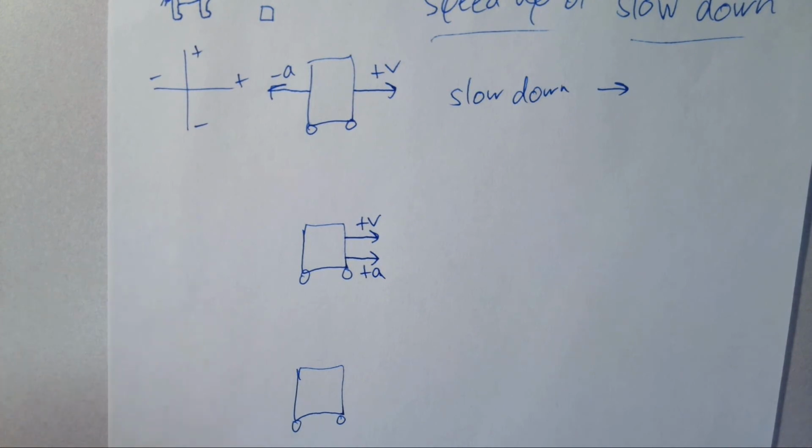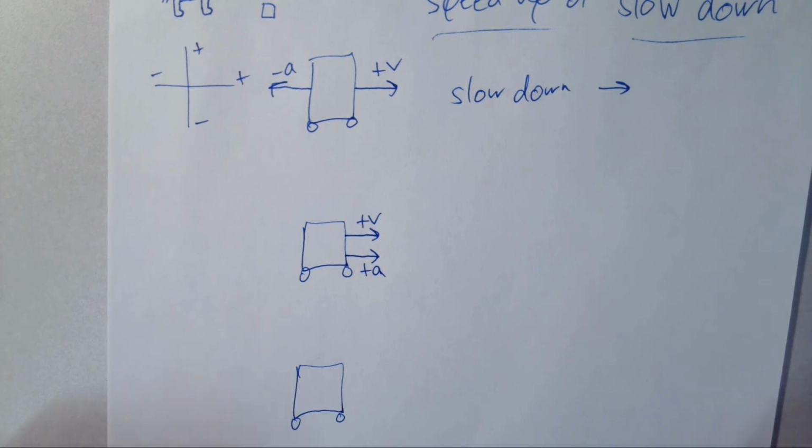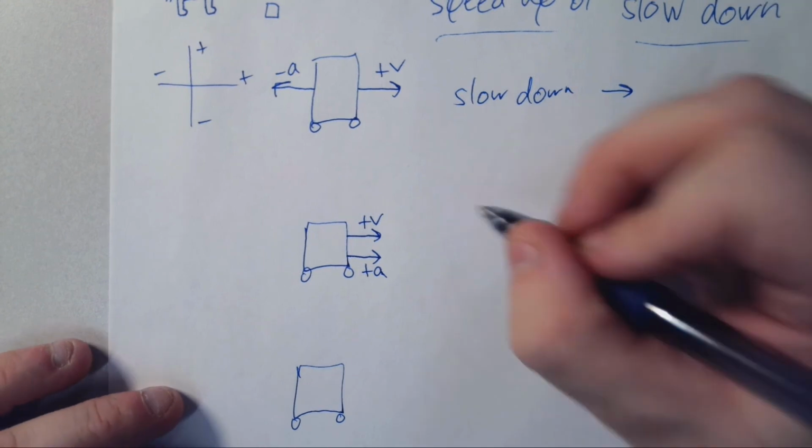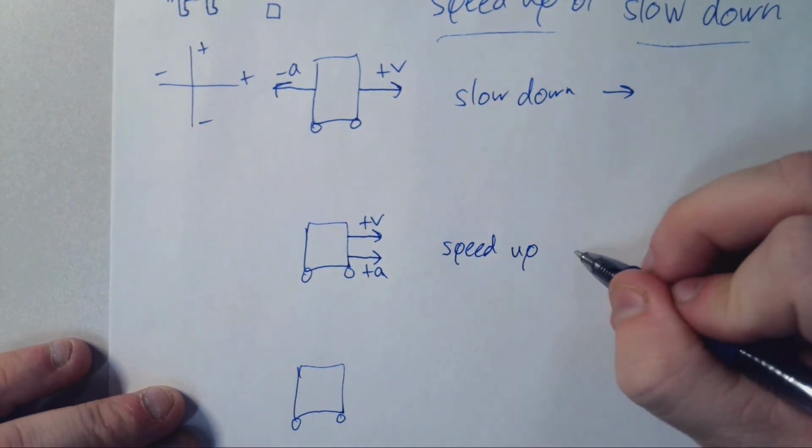These are probably the ones that we're most familiar with here. So you're moving towards the right. This would be like walking in the hallway and somebody's pushing you in the same direction. What's going to happen to you? You're going to speed up. So you're basically speeding up, and you're moving in the positive direction.